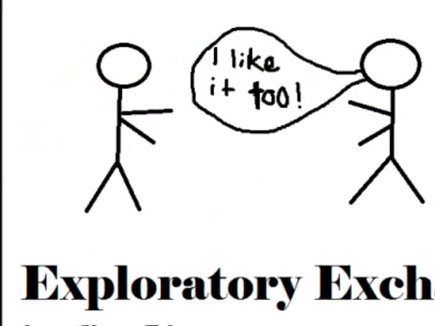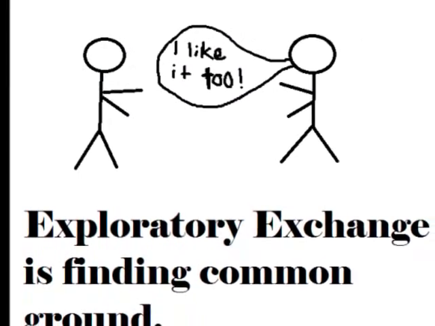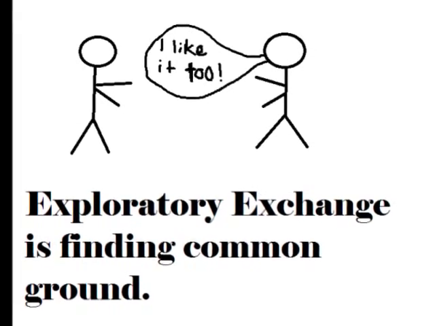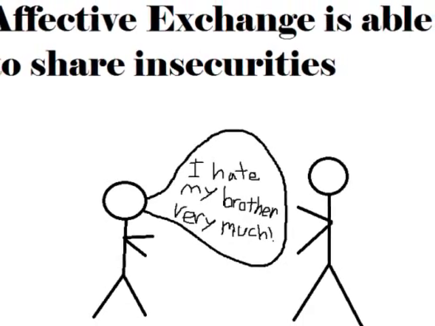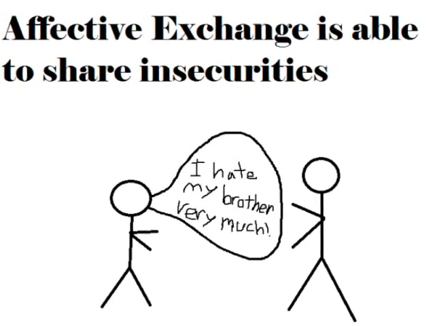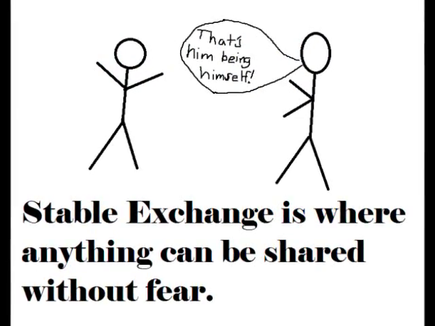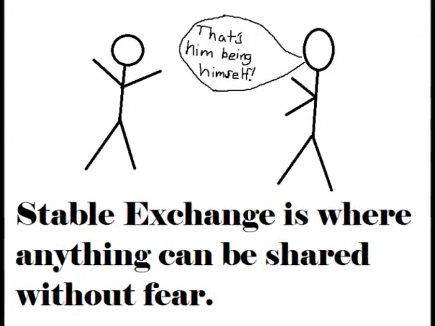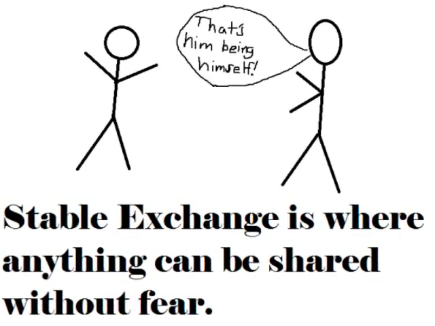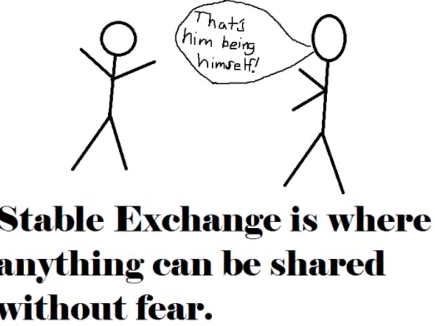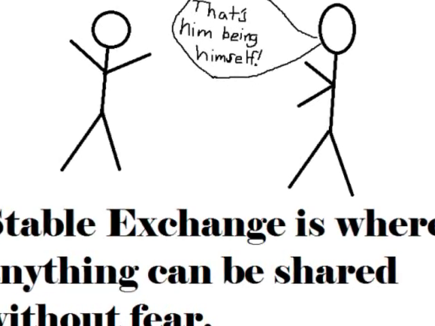Exploratory exchange is finding common ground. It's basically trying to find ways where each of you can agree and build that friendship. Affective exchange is being able to share insecurities. This is where each individual can start to actually help one another. And stable exchange is where anything can be shared without fear. This is where pretty much any emotion, any thought, any insecurity can be shared with no repercussions. It's basically where both individuals understand each other.